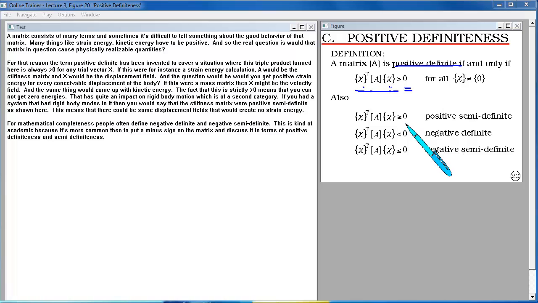If you had a system that had rigid body modes in it, then you would say that the stiffness matrix were positive semi-definite, as shown here. This means that there could be some displacement fields that would create no strain energy. For mathematical completeness, people often define negative definite and negative semi-definite. This is kind of academic because it's more common to put a minus sign on the matrix and discuss it in terms of positive definiteness and semi-definiteness.